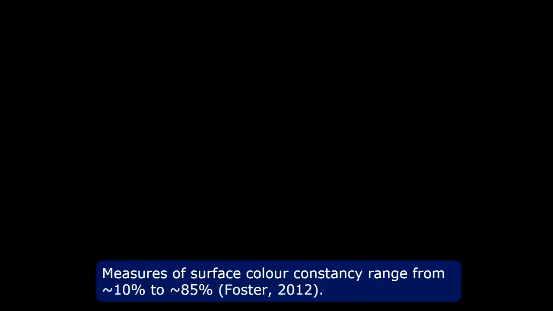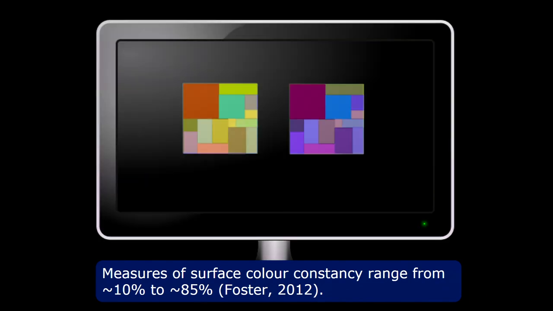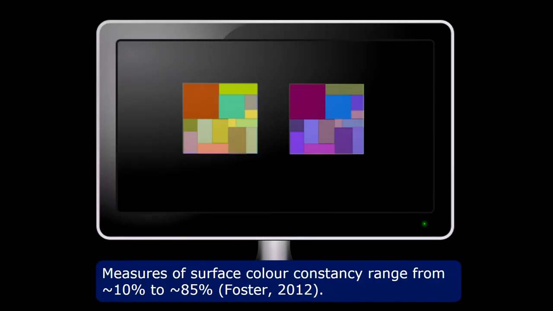So measures of surface color constancy using stimuli like this, asking people to match the colors of two surfaces in scenes simulated under different illuminations, suggests that color constancy is actually not very good. Estimates range from 10% to 85%. But again, we can ask the question, is color constancy better under some illumination changes than others?